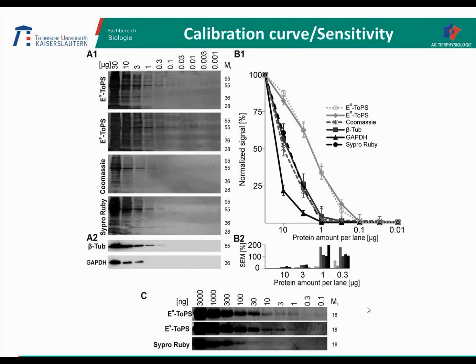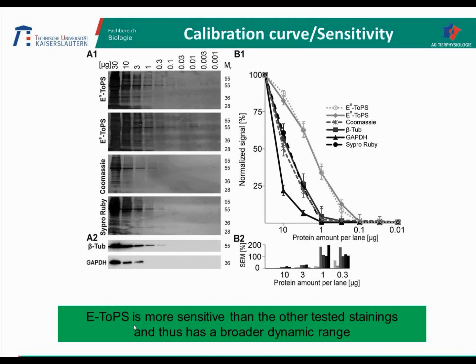Here in this case we loaded beta-lactoglobulin in different amounts down to 0.1 nanogram, and the epicaquinone-based stainings were able to stain down to 1 nanogram in both cases. So we didn't see a difference. Also here in the B1 panel we didn't see a difference between the synthetic and natural variant. But we saw a difference to cycloruby, for example, which only had a sensitivity down to 30 or 10 nanogram.